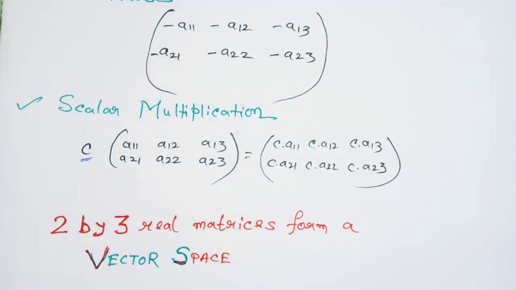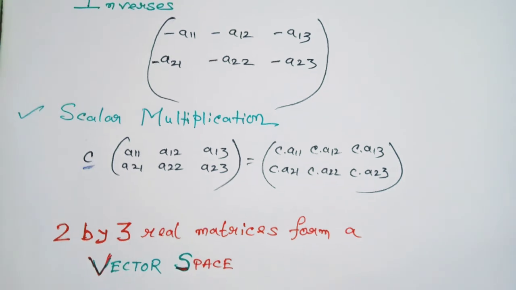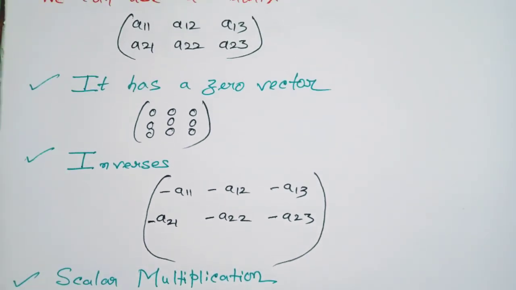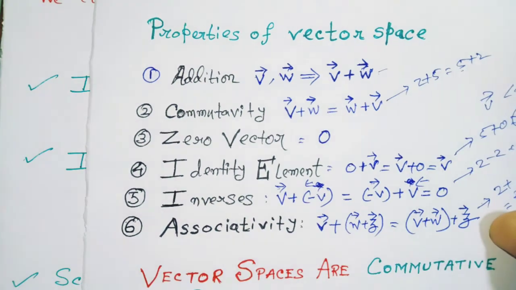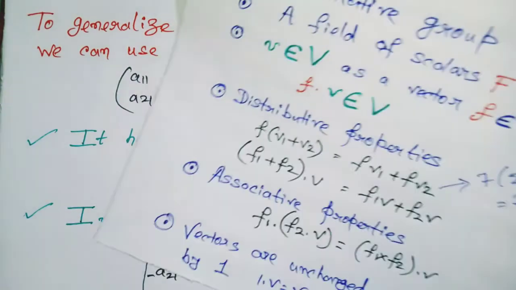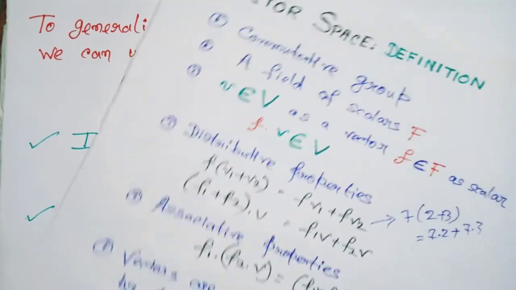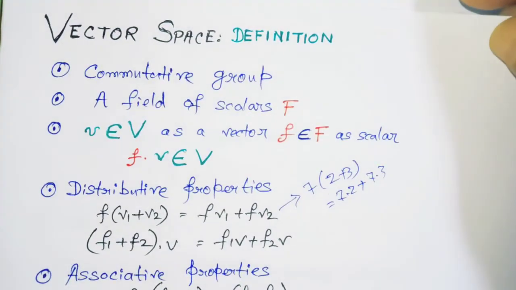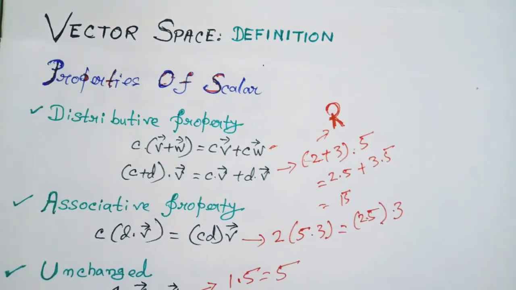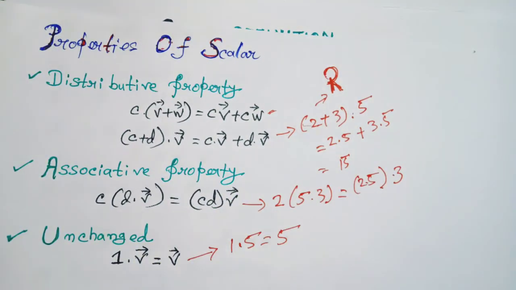So you might be thinking, why am I doing all those things? The reason is to tell you that the vector space is actually a collection and it can be generalized into various parts. We have seen the properties of a vector, the properties of a scalar, and the vector space definition. It is a commutative group, it is a field of scalars, etc. The properties of scalar: distributive, associative, and unchanged.